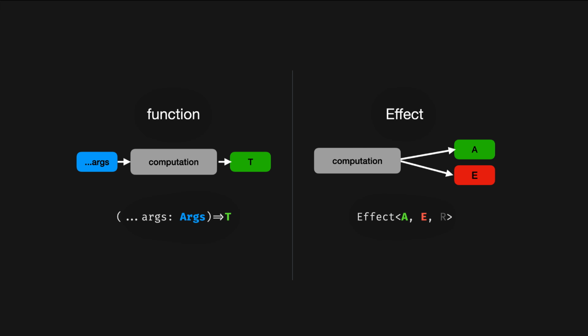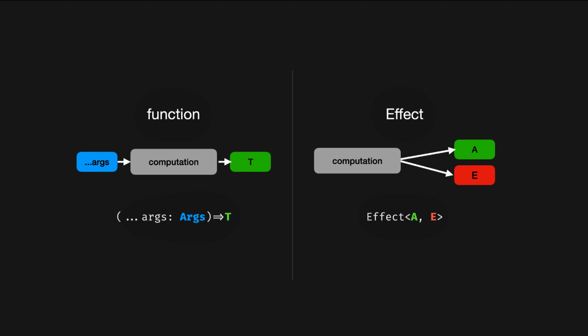Now an effect type encodes success type A, error type E, and requirements R. Requirements is more for interacting with the external environment. To keep things simple, let's ignore the requirements part for now. This stripped down effect type succeeds with type A and fails with type E. Now from the type signature, an effect is self-sufficient. You have an effect, you can run an effect, unlike a function that needs valid args.